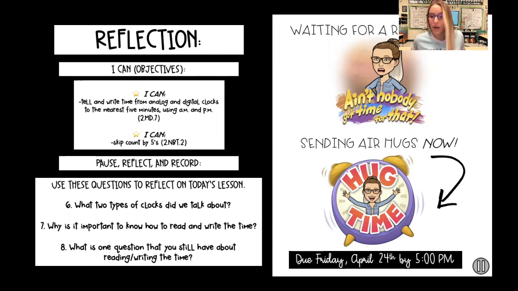Now we are going to move on to our pause, reflect, and record questions. These are our last 3 questions of our whole lesson. You have made it. So I'm going to read them to you first, and you're going to use these questions to reflect on today's lesson. Number 6, what 2 types of clocks did we talk about today? Number 7, why is it important to know how to read and write the time? And number 8, what is 1 question that you still have about reading or writing the time? So go ahead and answer those questions, pause the video, and play it when you're finished.